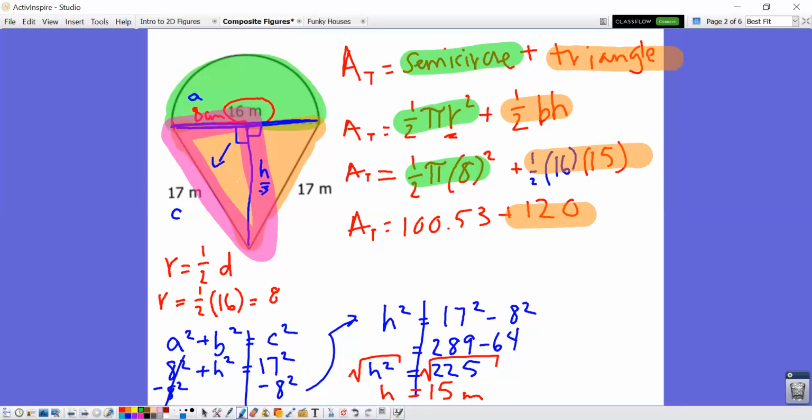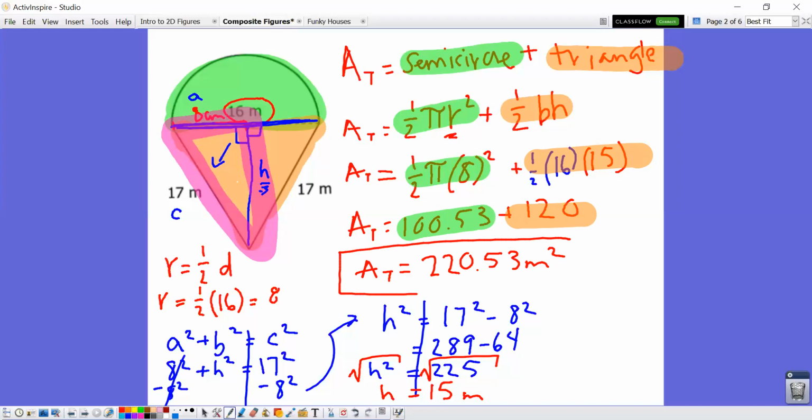Our last step is going to be to go ahead and add those two areas together. And this is where we get our 220.53 meters squared. It's area, so we want to square that unit. That's our total area. We just broke it into a semicircle and a triangle, and we added those together.